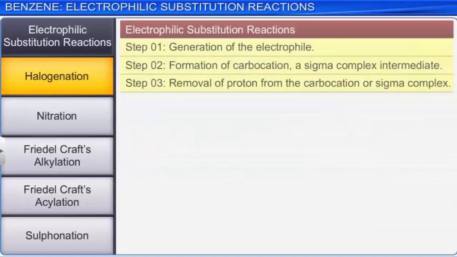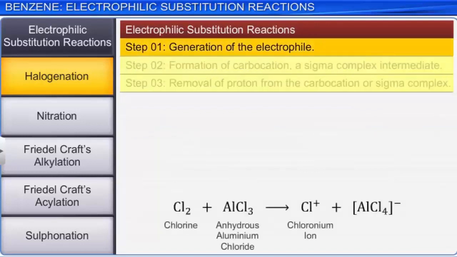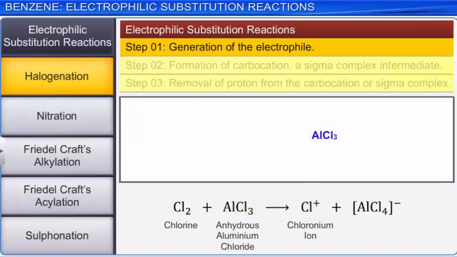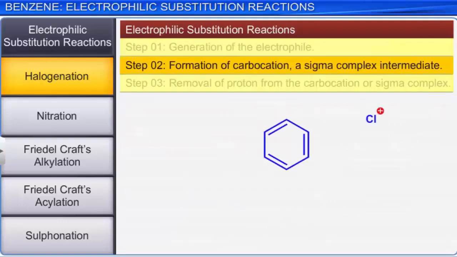Let us discuss the mechanism of this reaction. First, an electrophile, that is, chloronium ion in this case, is generated when anhydrous aluminium chloride combines with the attacking reagent chlorine, as shown here. In the second step, chloronium ion attacks the pi electron cloud of benzene ring and forms the less stable intermediate called sigma complex or arenium ion. The sigma complex, which is stabilized by resonance, is shown here.